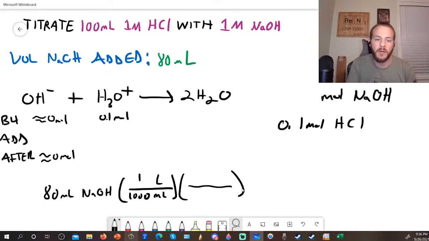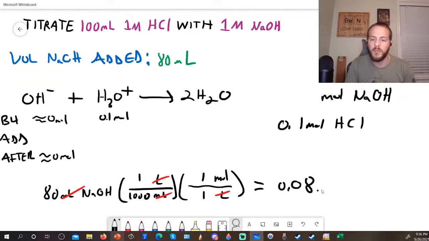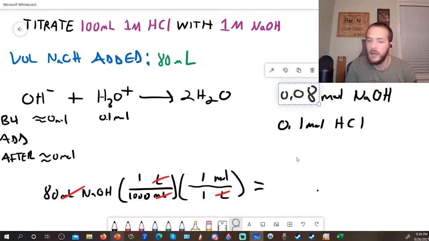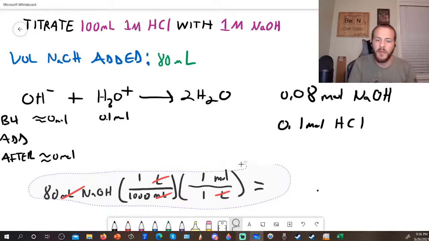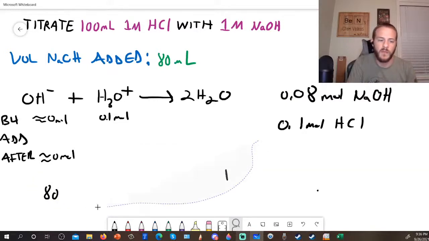And now that we have liters, we can convert that into moles using the molarity of that sodium hydroxide, which is 1 molar. So we have 1 mole for every 1 liter. Making sure my units cancel out, and they do. So 80 divided by 1,000 is 0.08 moles of sodium hydroxide. I'll just drag that up where it belongs and delete the rest because we no longer need it. There we go. All right.